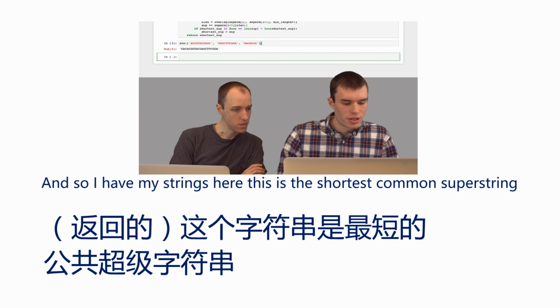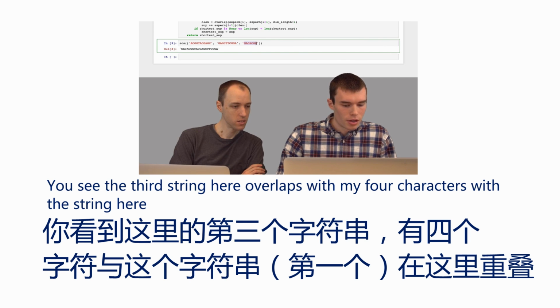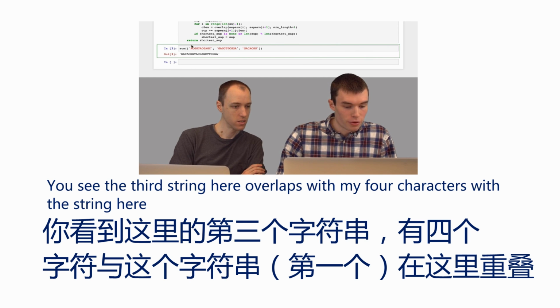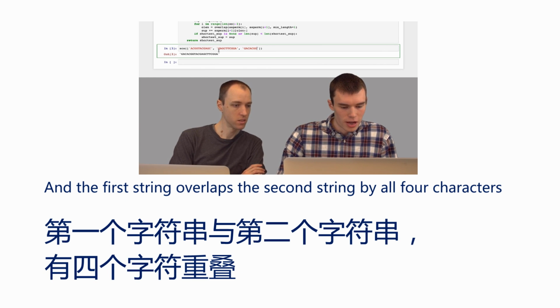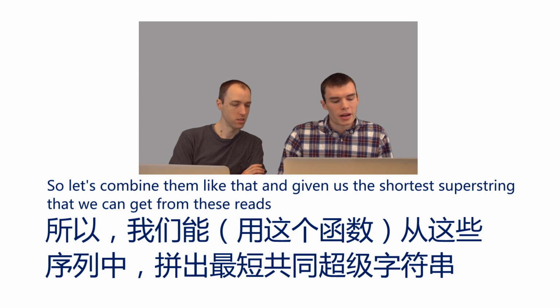And so I have my strings here. This is the shortest common superstring. You can see the third string here overlaps by 4 characters with this string here, so it goes first. And then the first string overlaps the second string by about 4 characters. So it's combined them like that and given us the shortest superstring that we can get from these reads.